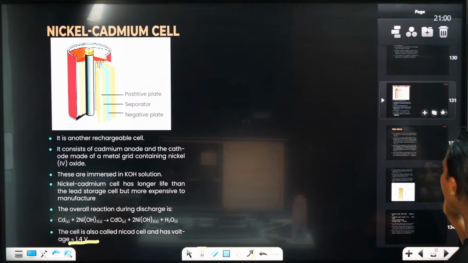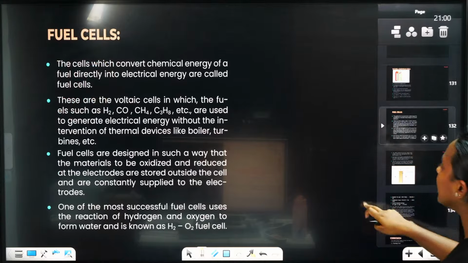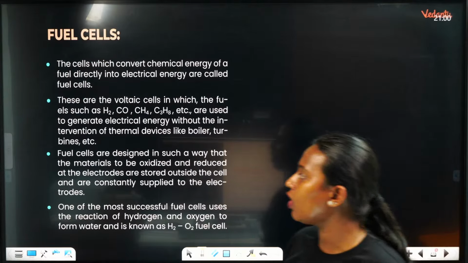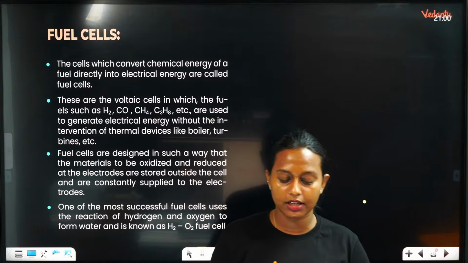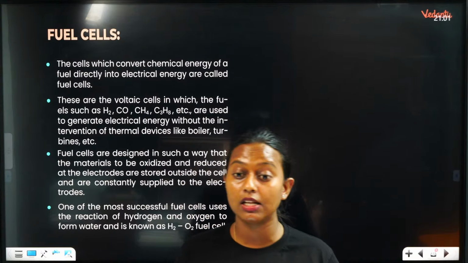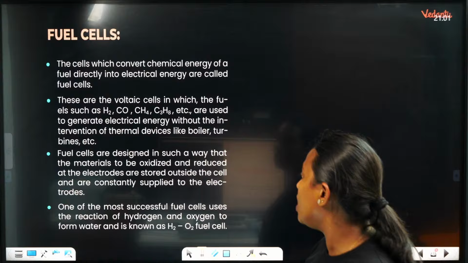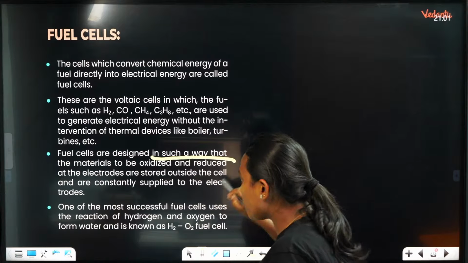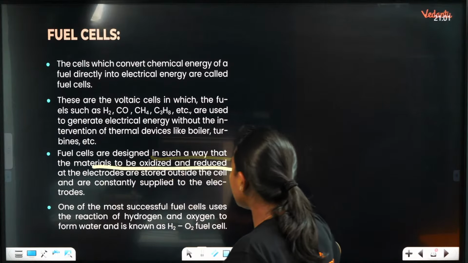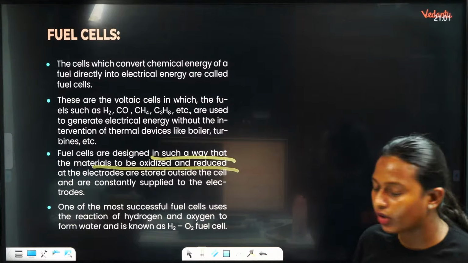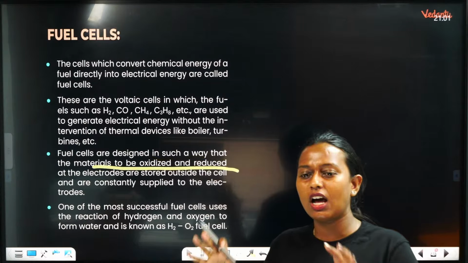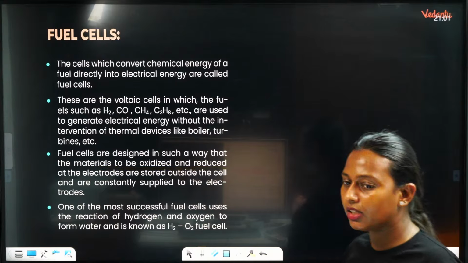You should normally study all of this. And next is the fuel cell. There is the hydrogen fuel cell, the carbon monoxide fuel cell, the methane fuel cell, different types of fuel cells. Fuel cells are designed in such a way that materials are oxidized and reduced at the electrodes. The reaction happens through that oxidation and reduction process.